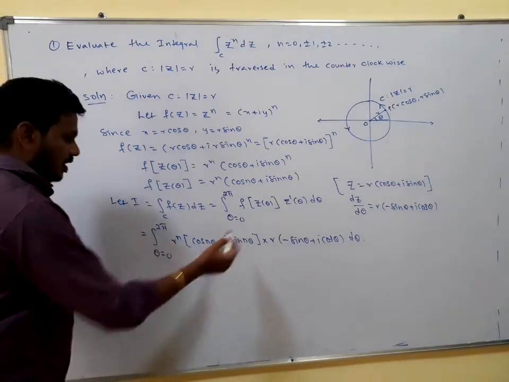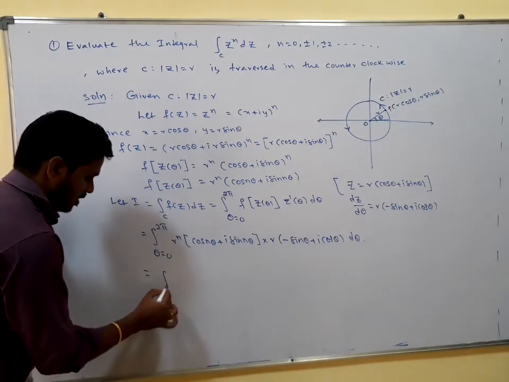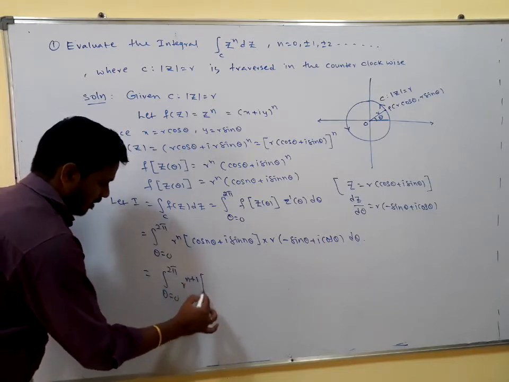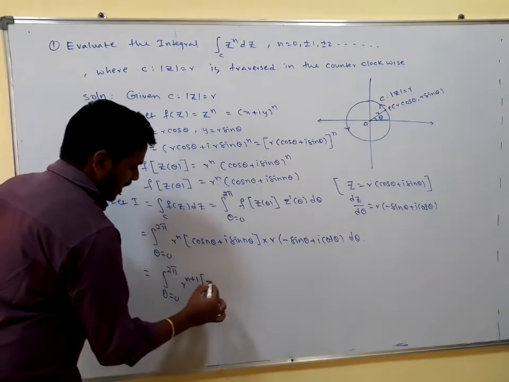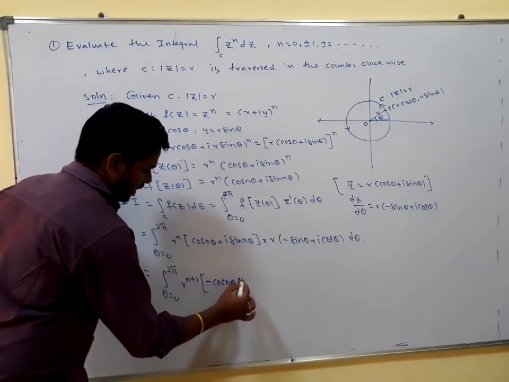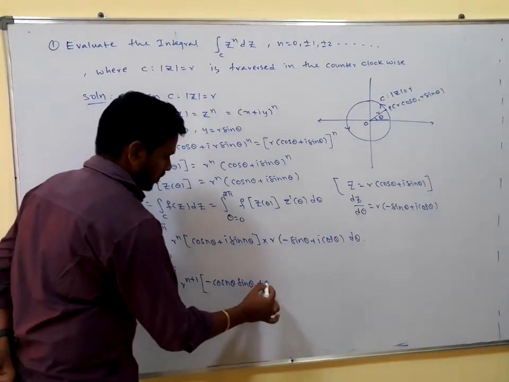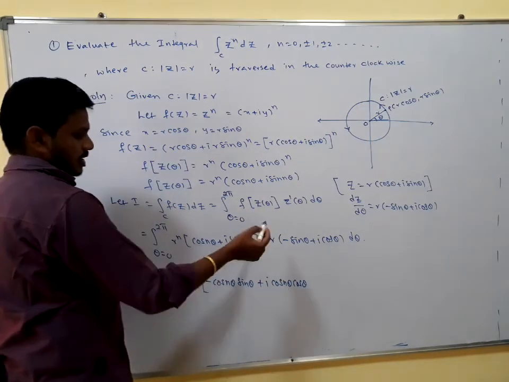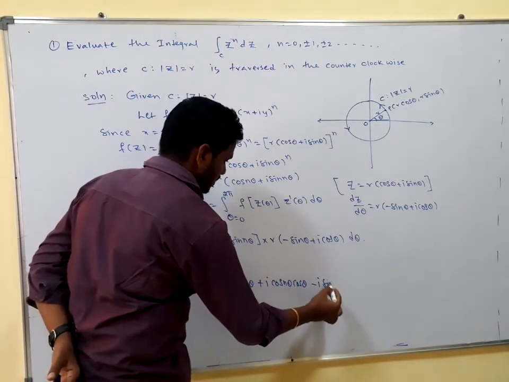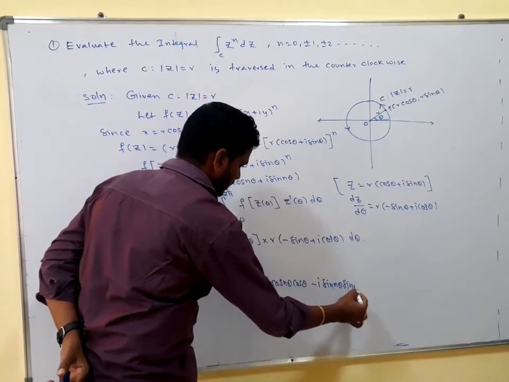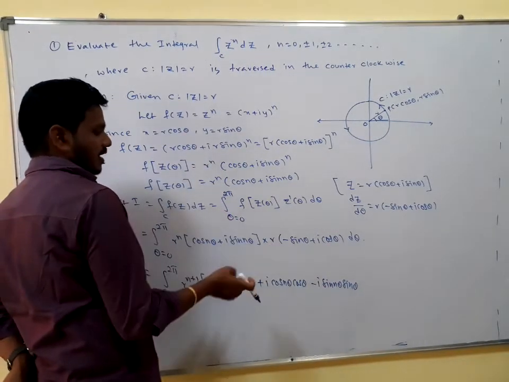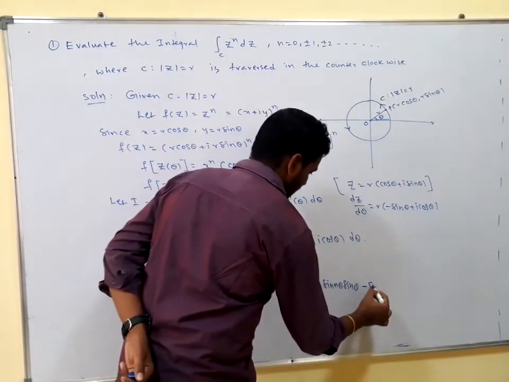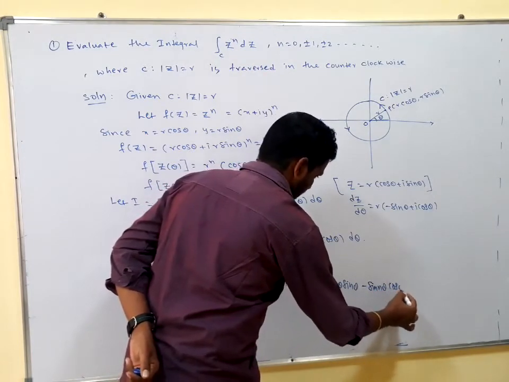Here r to the power of n into r is r to the power of n plus 1, theta from 0 to 2 pi. If you simplify: minus cos n theta sin theta, plus i into cos n theta cos theta, plus minus i into sin n theta sin theta, plus i into i, where i squared is equal to minus 1, giving minus sin n theta cos theta, d theta.